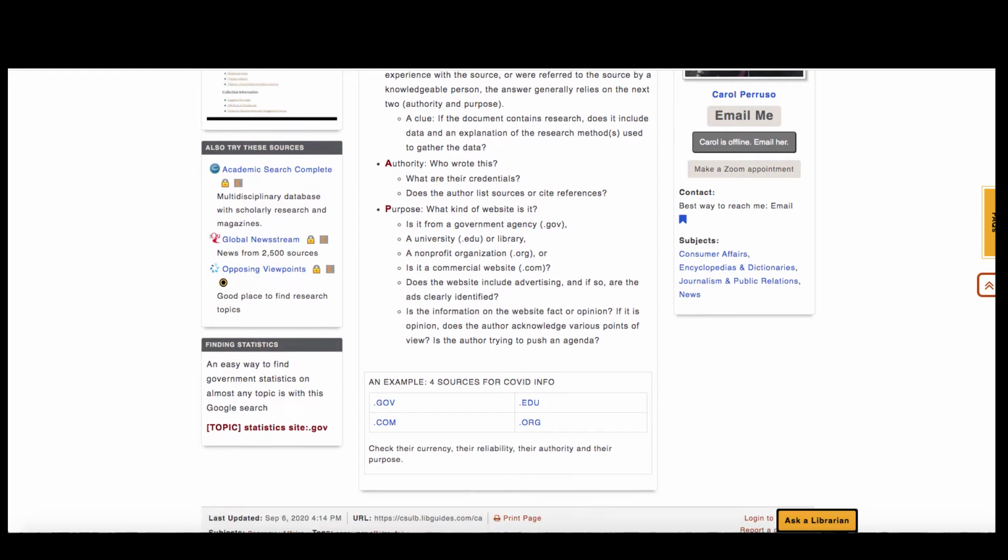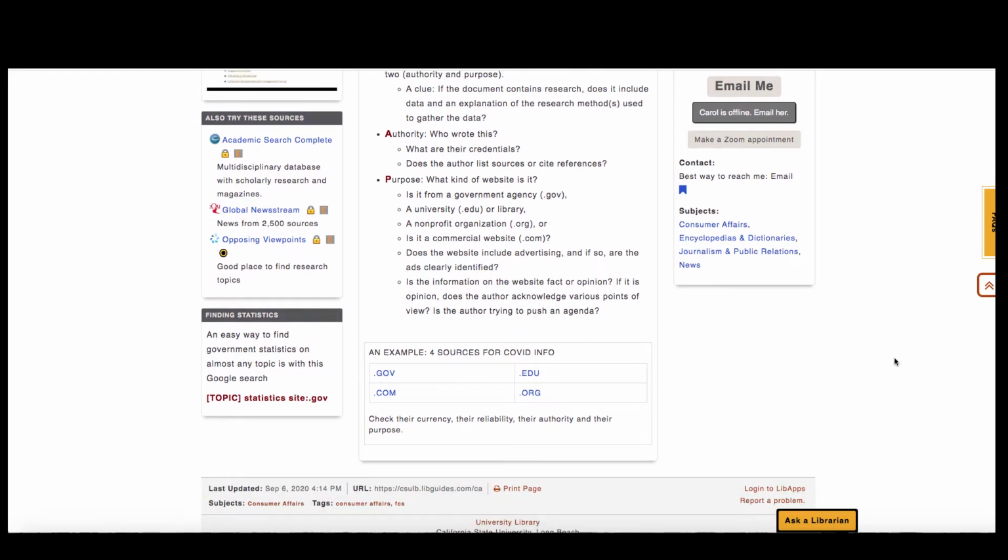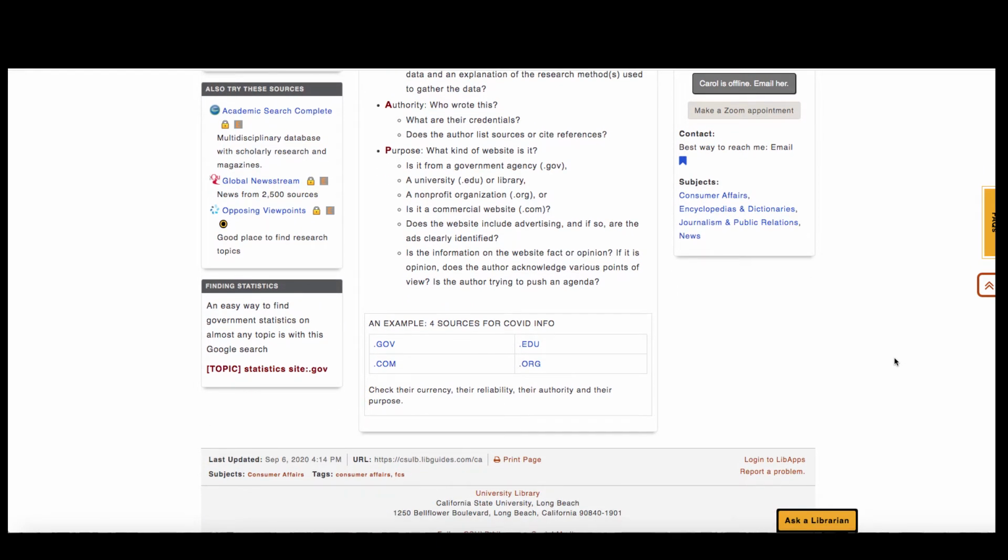Does the website include advertising? And if so, are the ads clearly identified? Ads do not necessarily mean that the website isn't reliable. It's just that it has a commercial component to it, and you want to make sure the ads are clearly identified. Is the information on the website fact or opinion? If it's opinion, does the author acknowledge various points of view? Is the author trying to push an agenda?